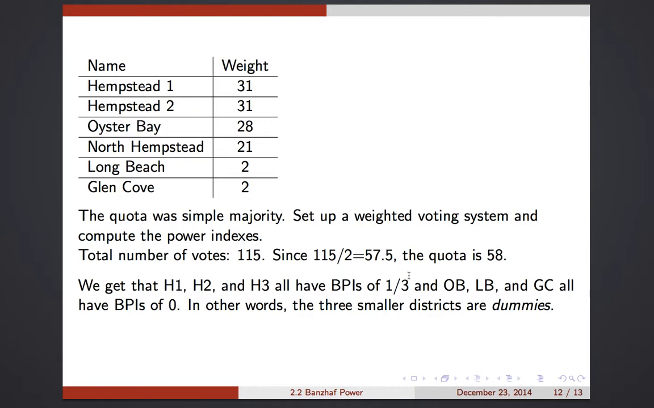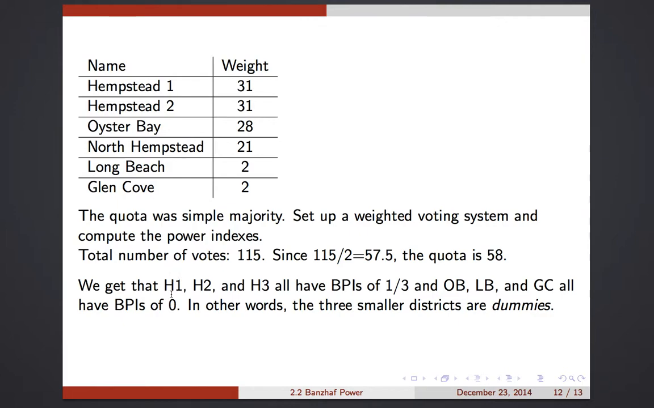So the big picture of this example, and forgive my typo here, is that the top 3 players, the top 3 districts inside this county, each have a third of the power. The bottom 3 districts have no power. If you actually list out all the winning coalitions and do the critical counts and everything that's needed to compute the power indexes, you will see that Glen Cove, Long Beach, and North Hempstead are never critical. Their critical counts are 0, which means that their power is also 0.